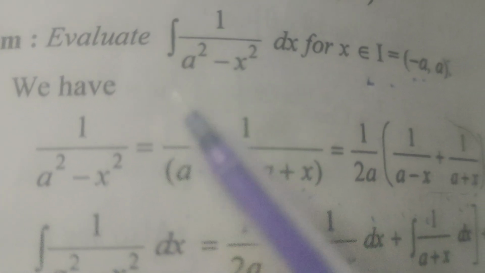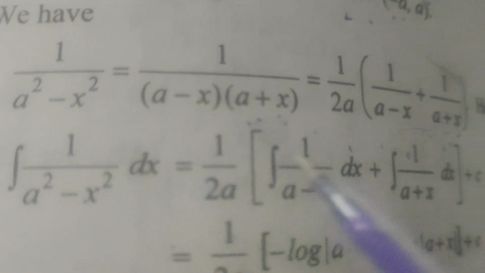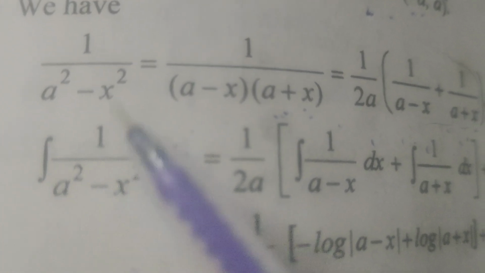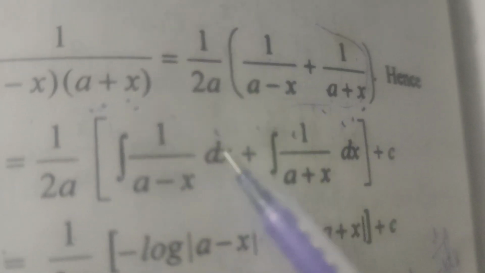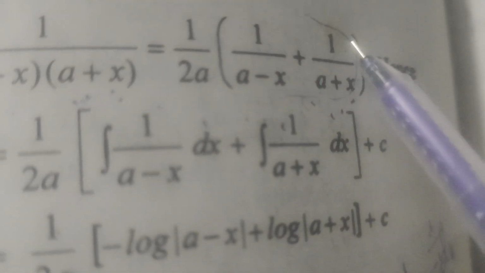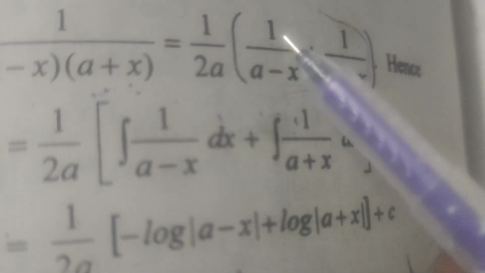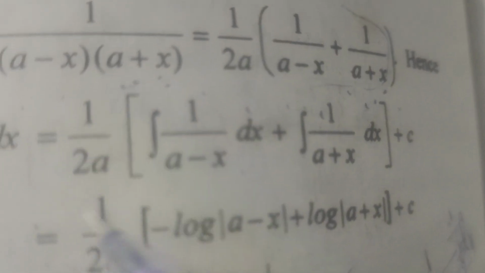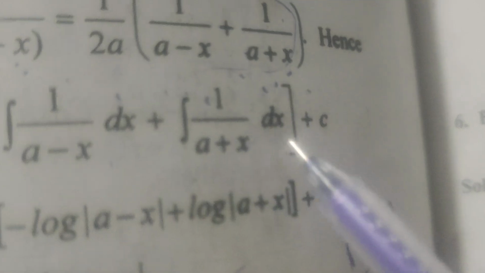Now solve the given integral. Integration of 1 by a square minus x square dx. We are going to find that 1 by a square minus x square means 1 by 2a into 1 by a minus x plus 1 by a plus x. So here write 1 by 2a, integral of 1 by a minus x dx plus integral of 1 by a plus x dx. Now integrating this, only 1 by 2a is a constant.